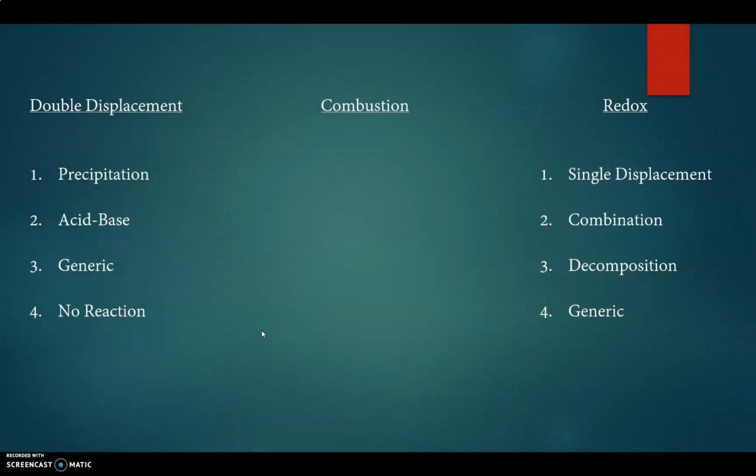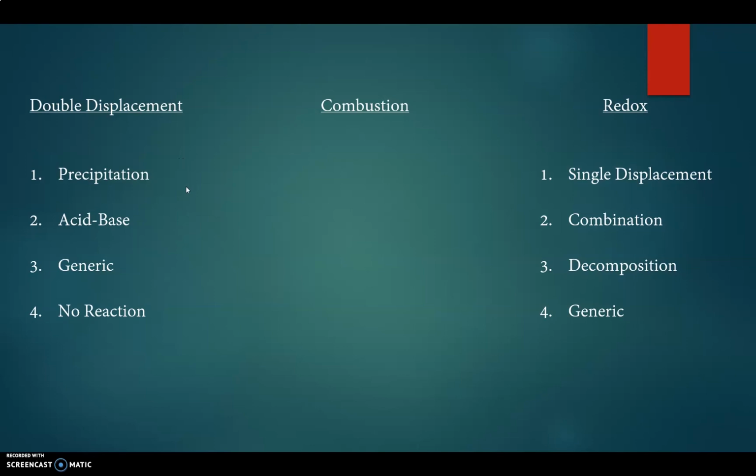Now, on the next quiz, one of the questions that you'll be asked is to complete and classify various types of chemical reactions. So there's 9 possibilities for the type of reaction. 4 of them fall under the double displacement category, 4 of them fall under the redox category, and combustion essentially stands by itself. So the first thing, if it's a double displacement type of reaction, it should have that AB plus CD type of setup. If it does, then it's going to be one of these 4, either precipitation, acid-base, generic, or no reaction.